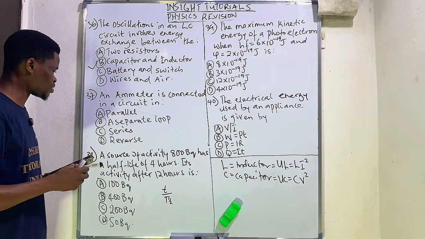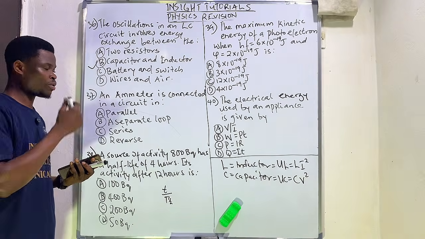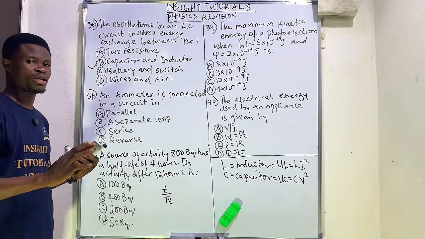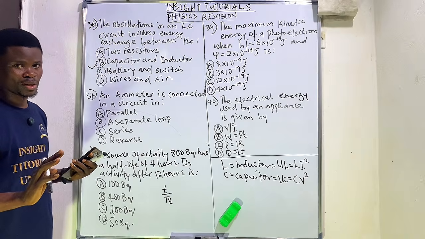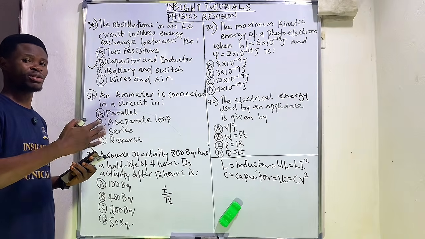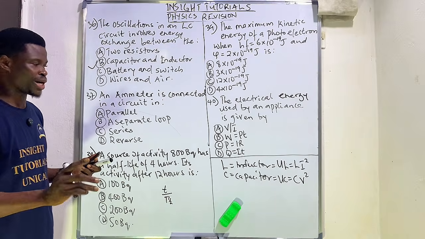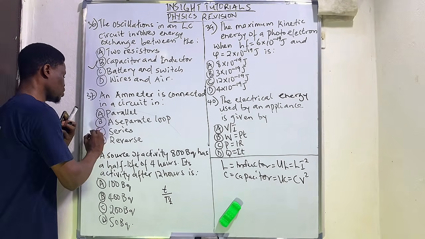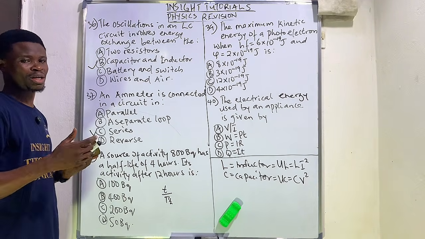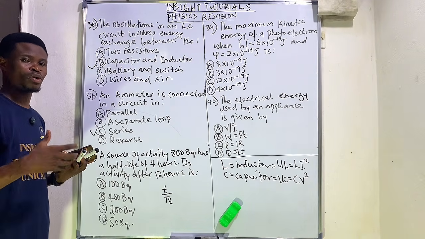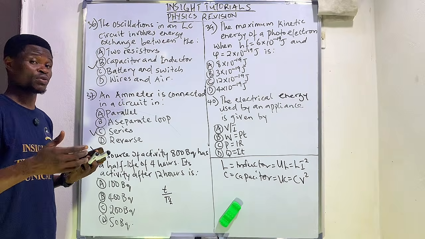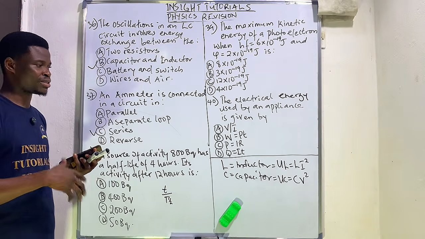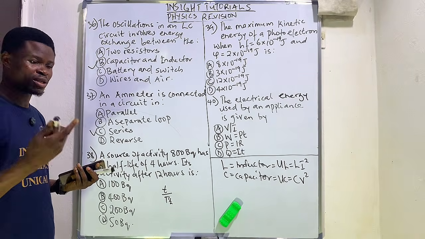All right, 37 says an ammeter is connected in a circuit in: A says parallel, B says a separate loop, C says series, and D says reverse. Now, in a circuit, an ammeter is normally connected in series. What is connected in parallel is the voltmeter. So you just need to understand that particular principle. It is in series because an ammeter measures electric current, and for it to measure the current of a component, the current has to pass through the ammeter itself.